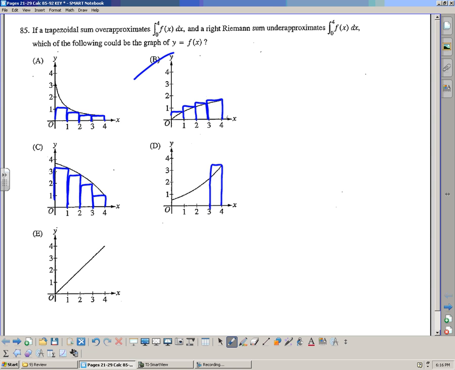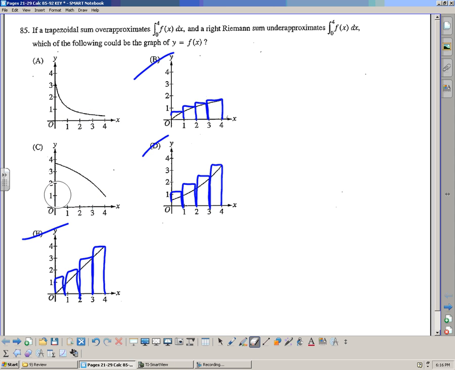Start to the right, move to the left. That's clearly an over approximation. And start to the right, move to the left. So look, just by doing the right Riemann sum, we have eliminated 3 choices just by drawing the right rectangles. That's easy. So now I'm going to take a look at the 2 choices that are left.